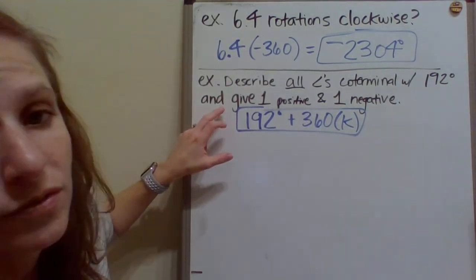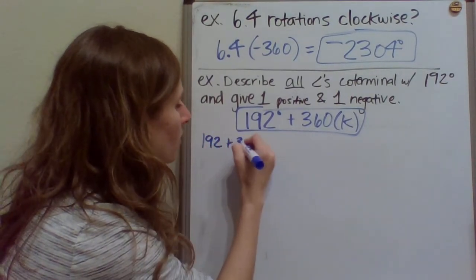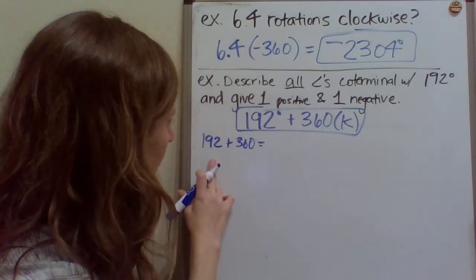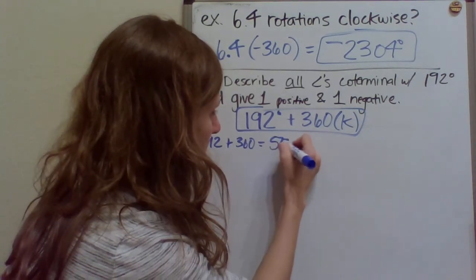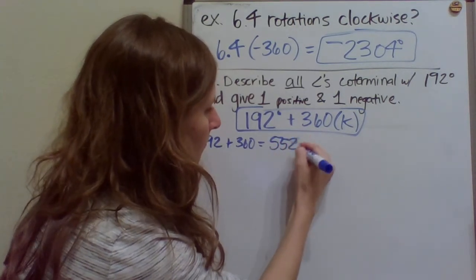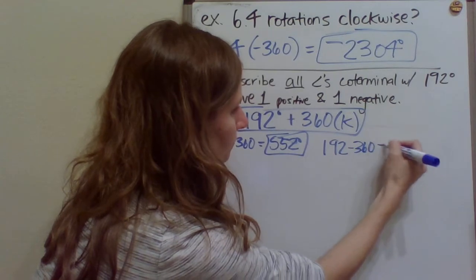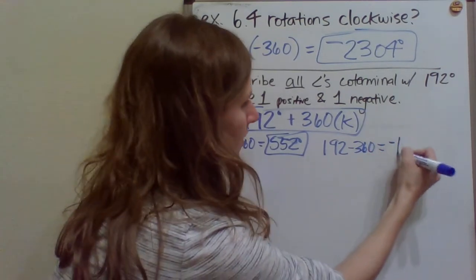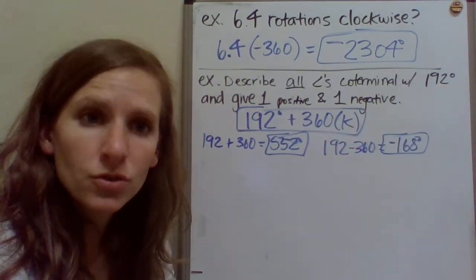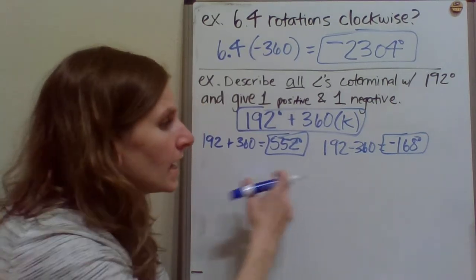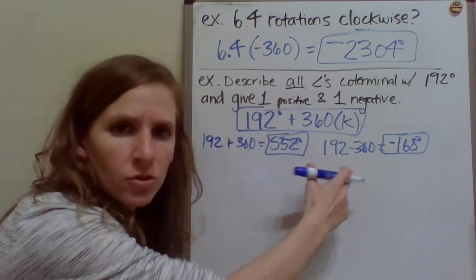If I ask you specifically for one positive and one negative, well then you can go ahead and say, okay, 192 plus 360 degrees, I know that's going to give me another positive, which is 552. And then if I ask for one negative, then we could do 192 minus 360, which will give us negative 168. And again, sometimes if this number is too big or too little, you might have to add or subtract 360 a few times. It's not always as simple as just adding 360 once and then subtracting 360 another time.